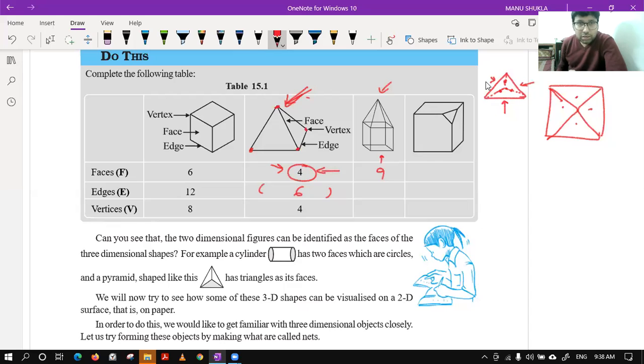Okay. Now edges. Tell me the number of edges in this case. Tell me the edges. There are 16 edges. Okay. Let me count. 1, 2, 3, 4, 5, 6, 7, 8, 9, 10, 11, 12, 13, 14, 15, and 16. Okay. 16 edges are there. And how many vertices? Please tell me the vertices.